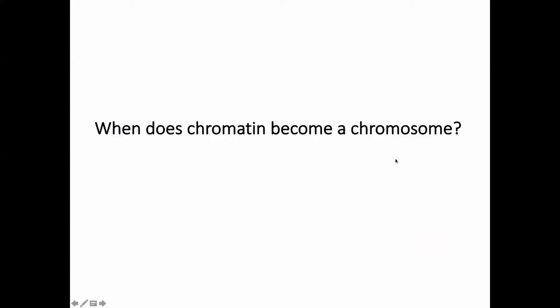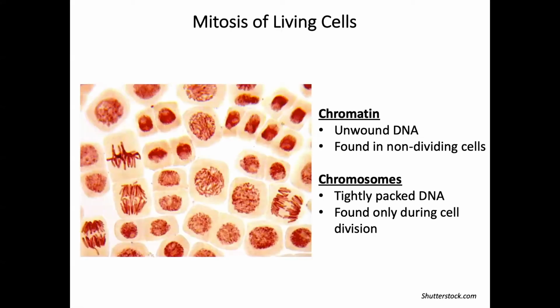So I'm asking you a question. When does chromatin become a chromosome? The chromatin contains unwound DNA and is found in cells that are not dividing. In contrast, chromosomes are tightly packed DNA found only in dividing cells. Shown in this picture, those are dividing cells. In some of the cells, you can clearly see those condensed forms of chromosomes.